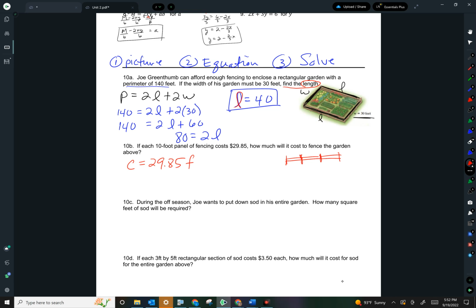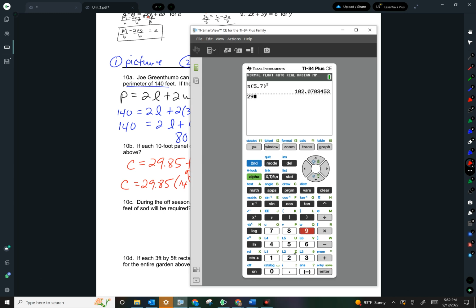Well, if I have a total of 140 feet of fencing I'm going to need, right, because that's the entire perimeter, and that's divided into 10-foot panels, then how many panels am I going to need? Wouldn't that be 14? So doesn't that mean I'm going to need 14 fence panels? So the cost is going to equal whatever $29.85 times 14 comes out to be. And so if you use your calculator, let's see, $29.85 times 14.